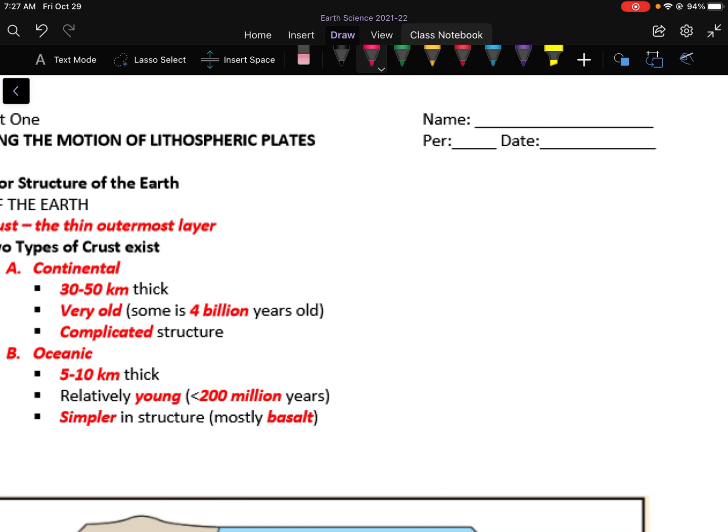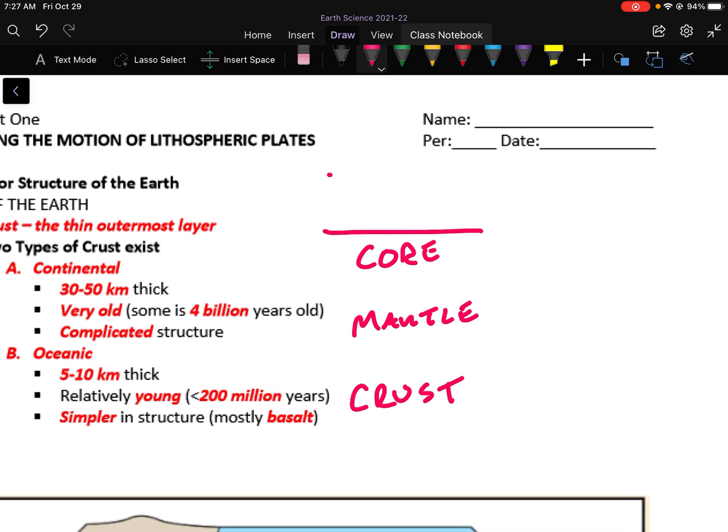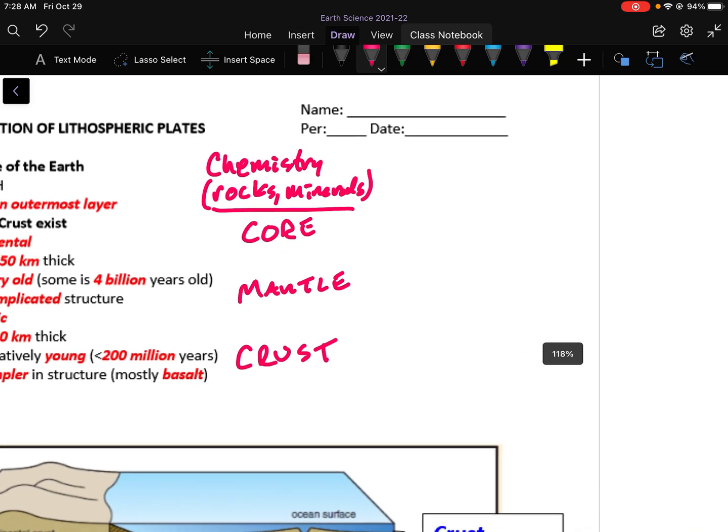Okay, yay. We've got the three basic layers, the core, the mantle, and the crust. But how do we differentiate those? Why do we have these three layers? And this is really based on the chemistry, so rocks and minerals. The crust has silicates and other rocks and minerals that are quite different than mantle. The mantle is primarily a rock called peridotite, and then the core is more like iron and nickel.